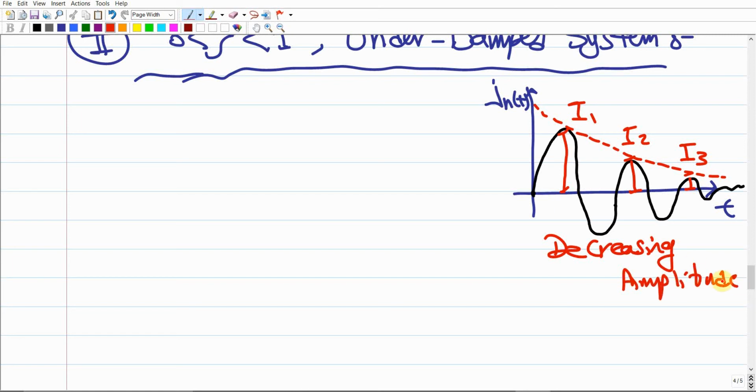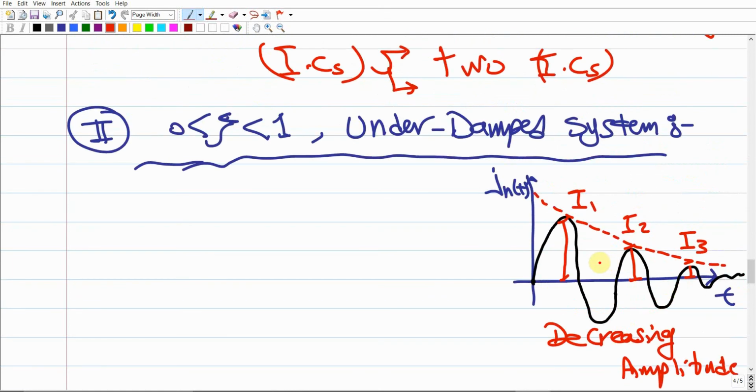This indicates that this is commonly known as an underdamped system. What does it mean, underdamping? It means that the system is working under the effect of damping, and this would result in some decrease in the amplitude. And this is preferred in many mechanical systems, like the suspension system of your car.